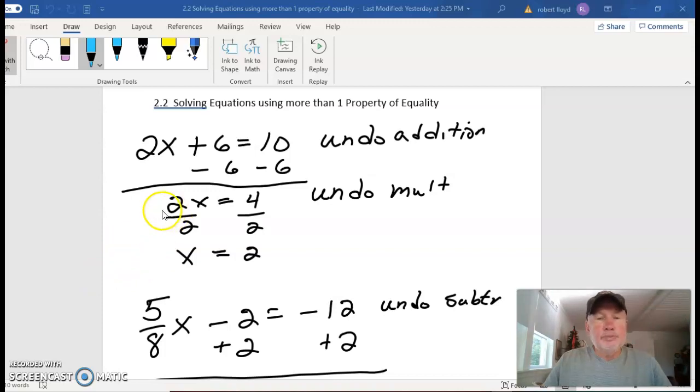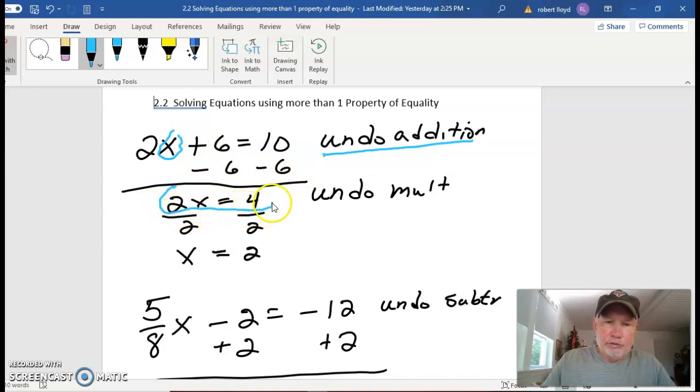Okay, we're going to continue with 2.2, solving equations using more than one property of equality. So now we have 2x plus 6 equals 10. First, you want to undo the addition. So we have a +6 with this variable right here. So we use a -6 on both sides, and we end up with 2x equals 4. And then we want only 1x, so we divide both sides by 2. We undo the multiplication. We get x equals 2.